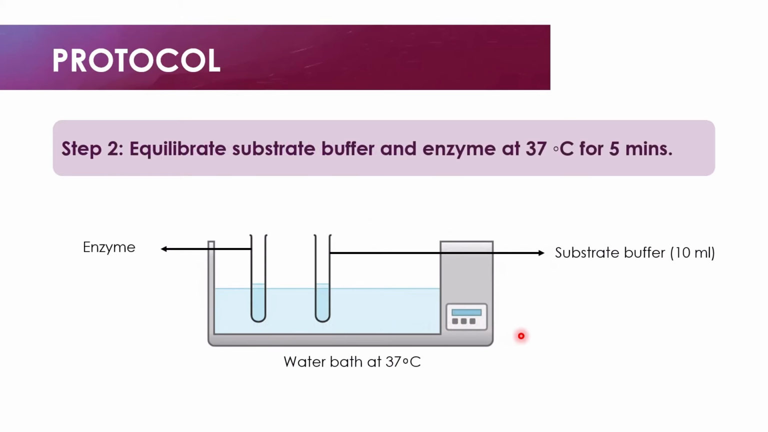So the next is to equilibrate the substrate buffer and the enzyme at 37 degrees Celsius in a water bath for 5 minutes. As you can see, this is our water bath set to 37 degrees Celsius, and this is our enzyme in this test tube, and this is also our substrate buffer of final volume 10 ml in the water bath undergoing equilibration at 37 degrees Celsius for 5 minutes.